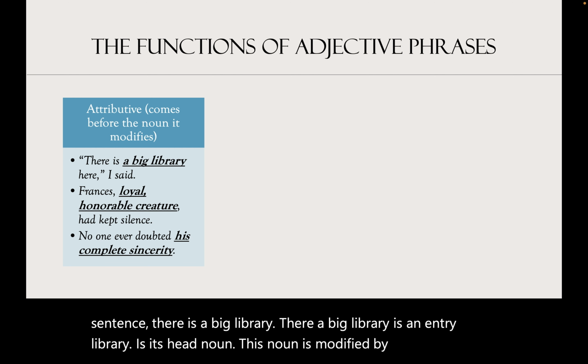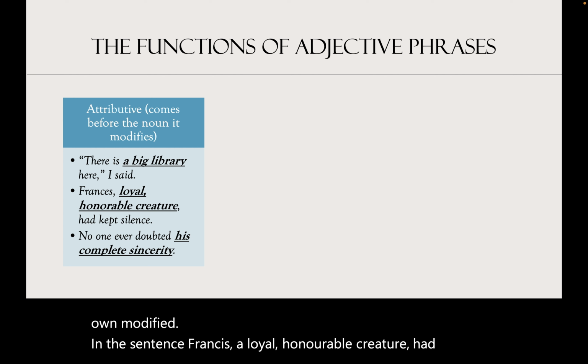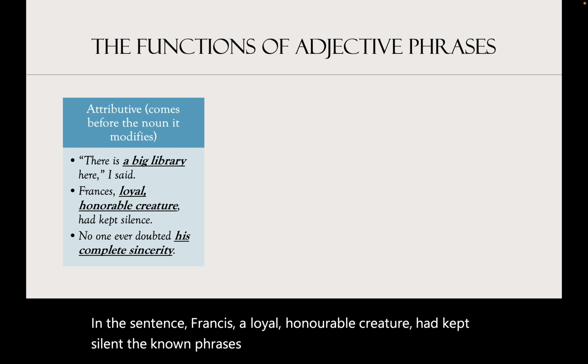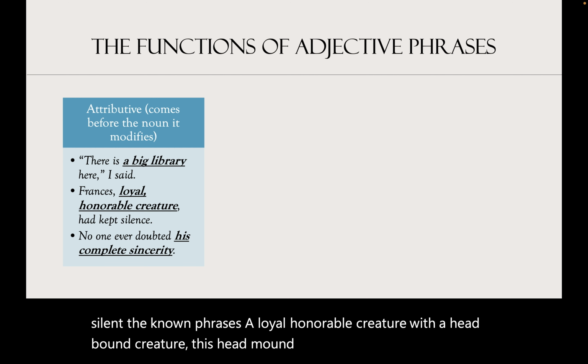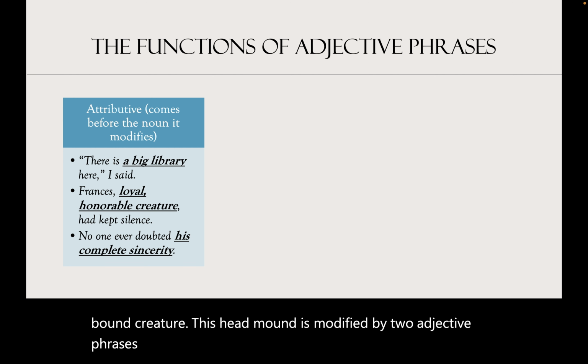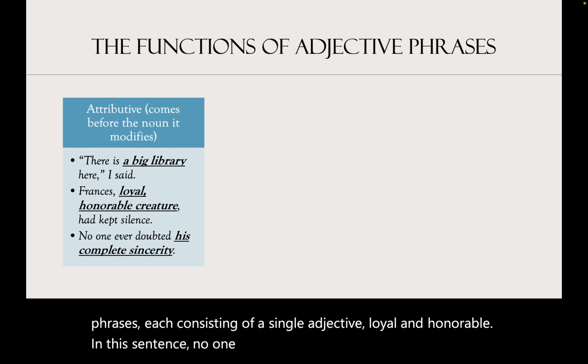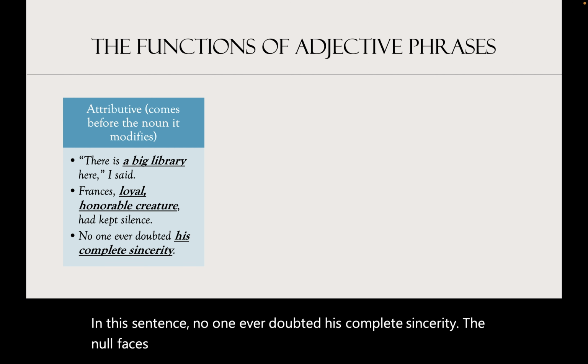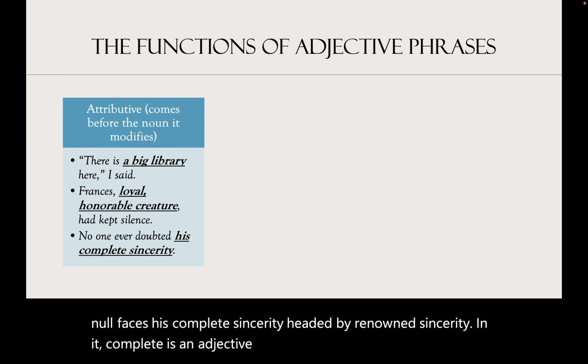In the sentence, "Francis, a loyal, honorable creature, had kept silence," the noun phrase is a loyal, honorable creature, with a head noun creature. This head noun is modified by two adjective phrases, each consisting of a single adjective, loyal and honorable. In the sentence, "No one ever doubted his complete sincerity," the noun phrase is his complete sincerity, headed by the noun sincerity. In it, complete is an adjective phrase consisting of a single adjective, and it modifies the noun.